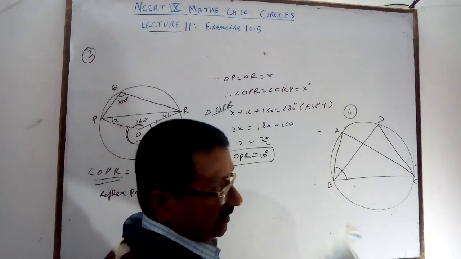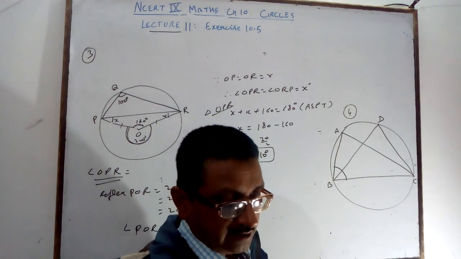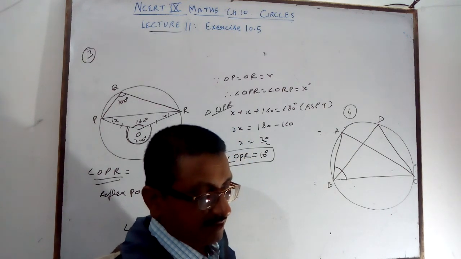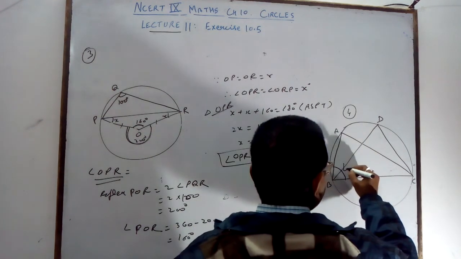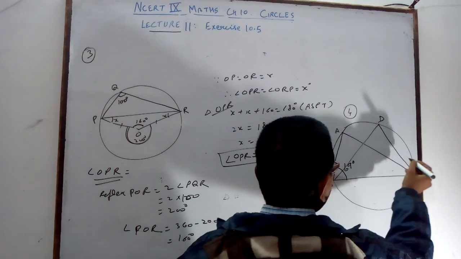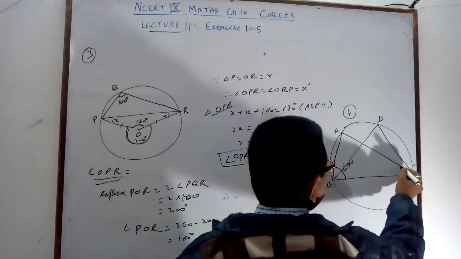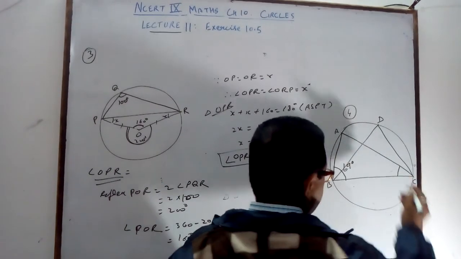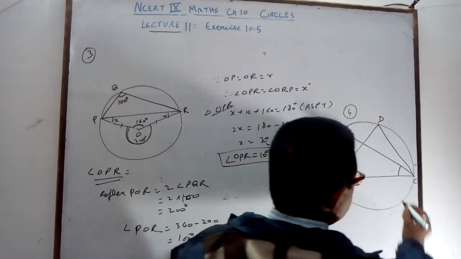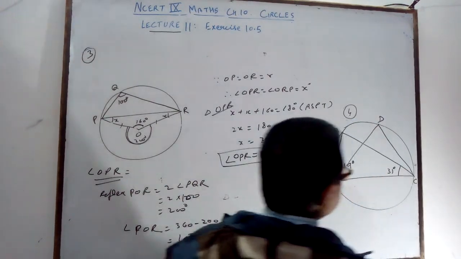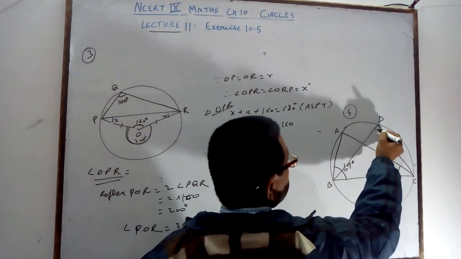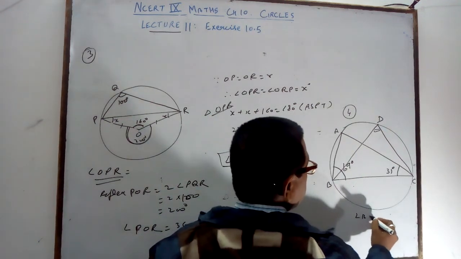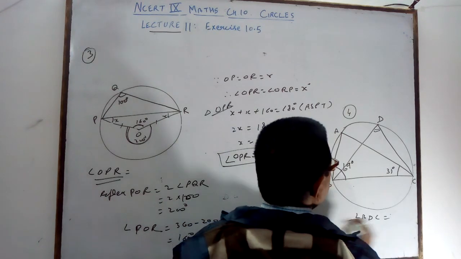It is given that angle ABC is 69 degrees, and angle ACB is 31 degrees. These two are given, and you want to find out angle BDC.